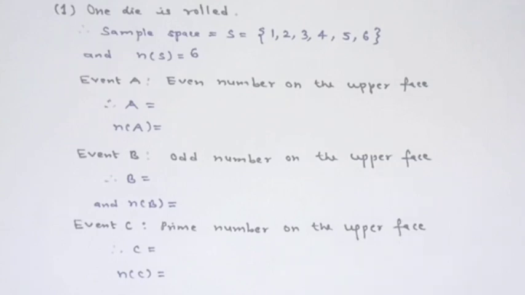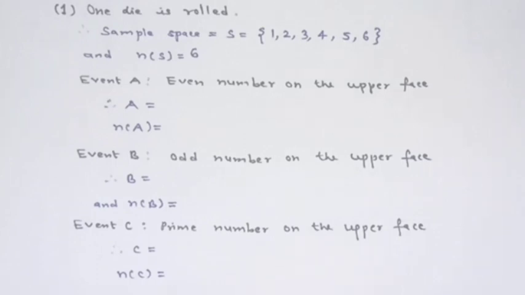When you talk about the event, it is a subset of the given sample space. So all those things you will find in the sample space. I'll explain with the first example. Event A, even number on the upper face. So you are having numbers from 1 to 6. Out of that, select all the even numbers which you can find on the upper face.